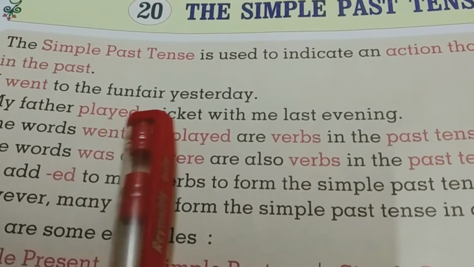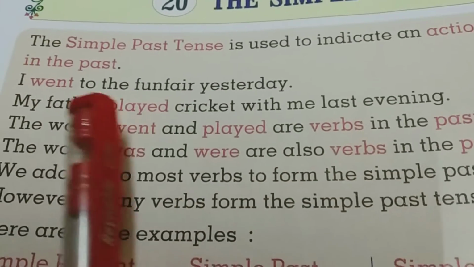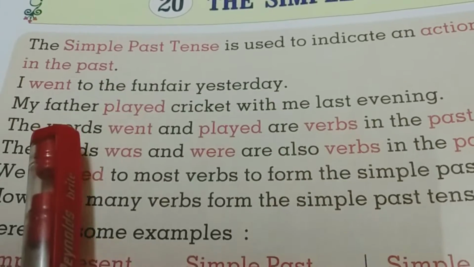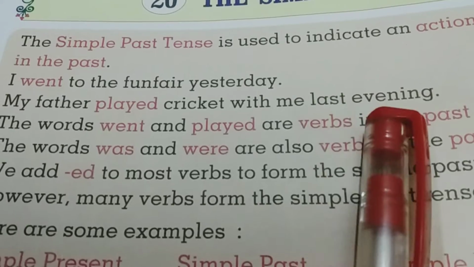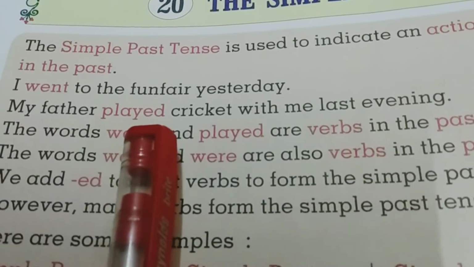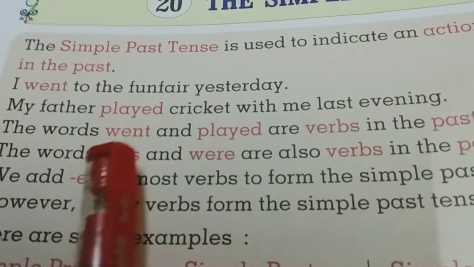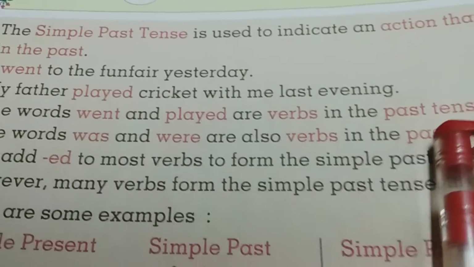I went to the function yesterday. Went, yesterday. I went to the function yesterday. Yesterday means already it was over. My father played cricket with me last evening. My father played cricket with me when? Last evening. So the words went and played are verbs in the past tense.